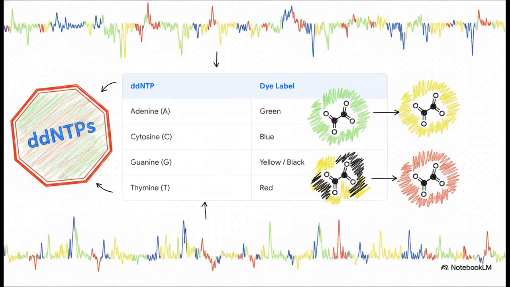And to make this even cooler, modern Sanger sequencing uses terminator technology. Basically, each of our modified stop sign nucleotides is wearing a unique, high-visibility fluorescent vest. Adenine flashes green, cytosine flashes blue, guanine flashes yellow or sometimes black, depending on the software you're looking at, and thymine flashes red. Definitely keep these colors in the back of your mind because they are literally going to become the language we use to read the final sequence in just a minute.